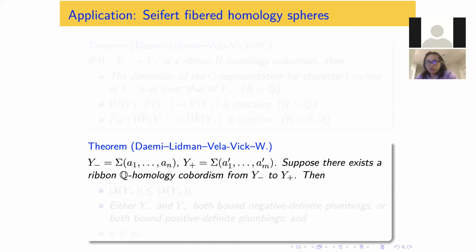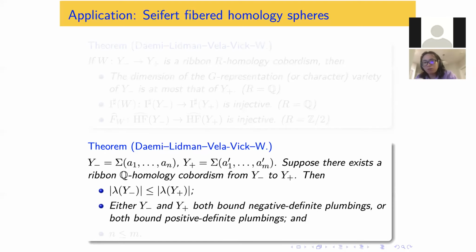Then we prove that the Casson invariant of Y minus is less than that of Y plus in absolute value. We prove that Y minus and Y plus both bound negative definite plumbings or both bound positive definite plumbings. And finally, we prove that the number of exceptional fibers in Y minus is at most that in Y plus.